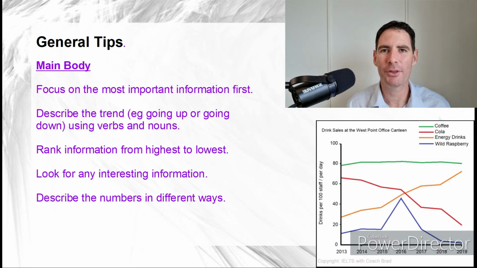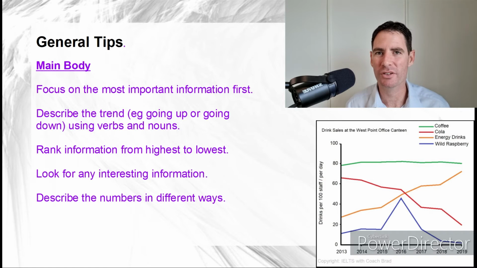You want to describe the trends. What's going up? What's going down? Is it going up quickly? Is it going down quickly? Ranking the information from the highest to the lowest. Number 1, number 2, number 3. Look for any interesting information. What stands out? Is there one year which is different to the other years?